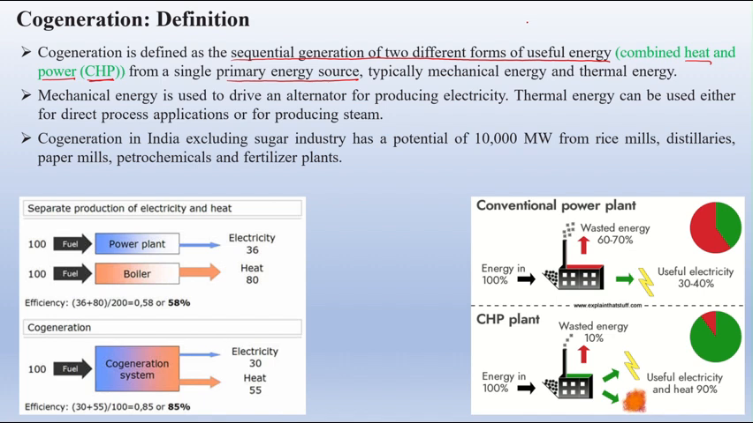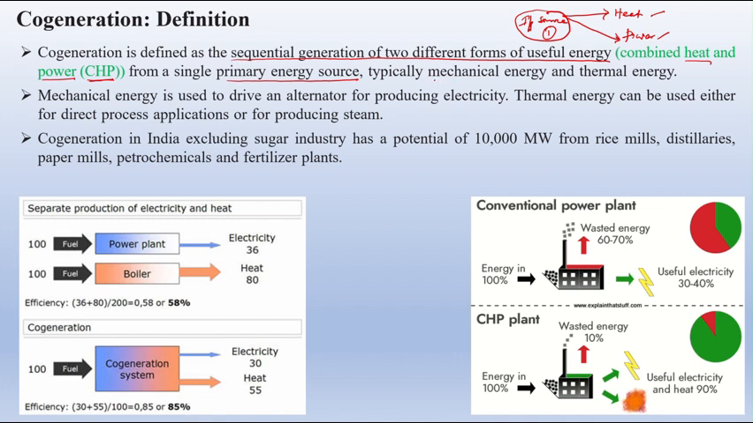We have a single input source, and from this single input source, we are getting two forms of energy: one is heat, the next one is power. We do not need two types of sources for generating heat and power. From a single source, we are getting two forms of output energy, heat and power. It is called combined heat and power from a primary source.